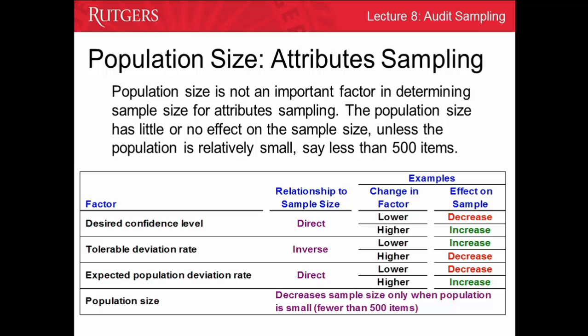And this table summarizes the effects of the 4 factors on the size of the samples to be selected. You can see that the confidence level has a direct relationship to the sample size, while the tolerable deviation rate has an inverse relationship, and the expected population deviation rate has a direct relationship with sample size, while the population size has no effect, or a very small effect, on the sample size.